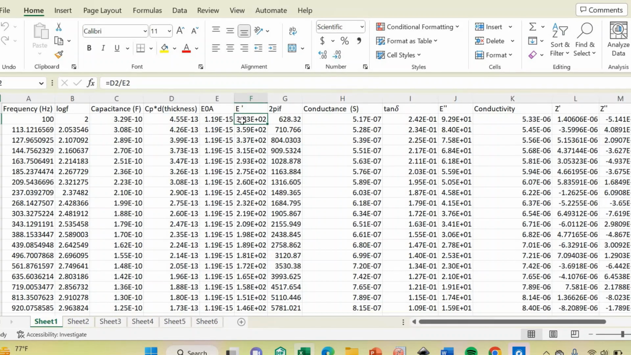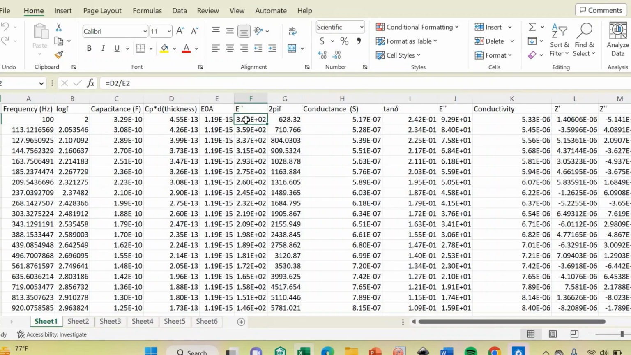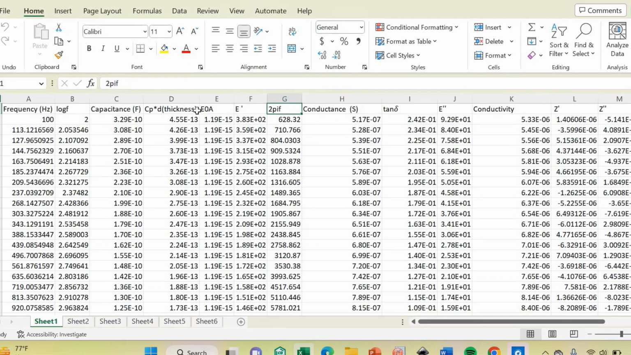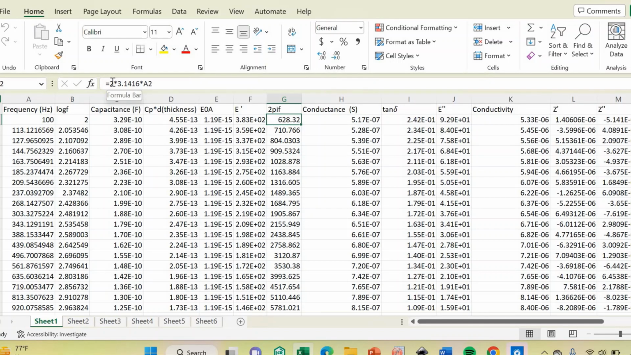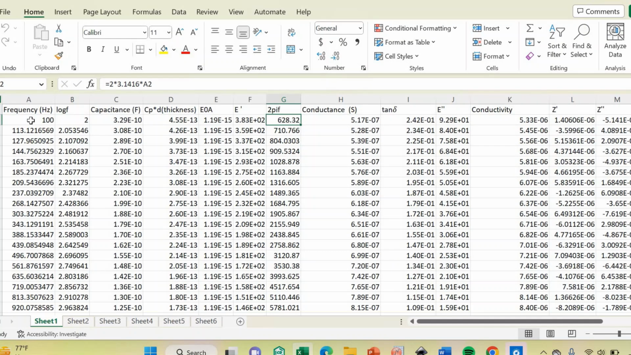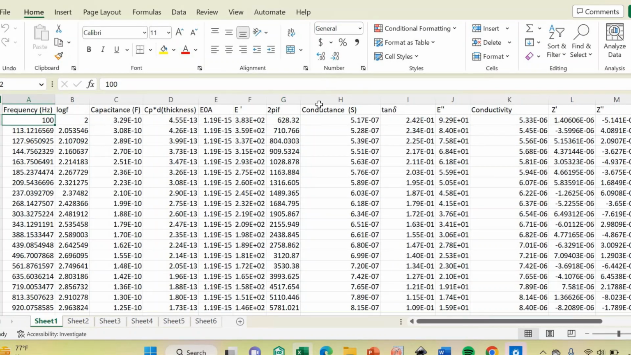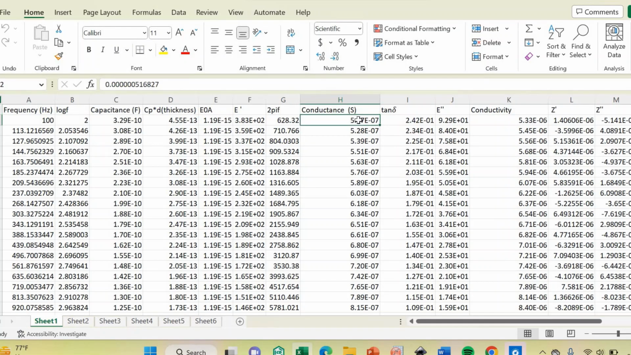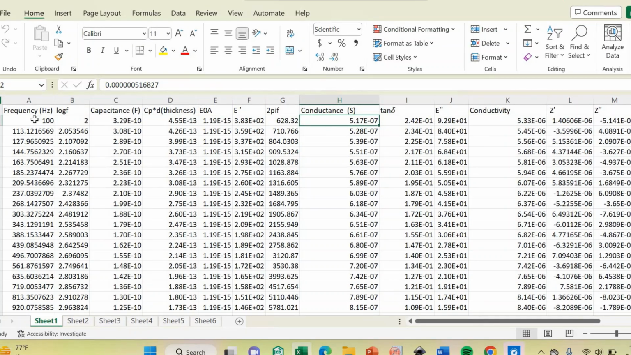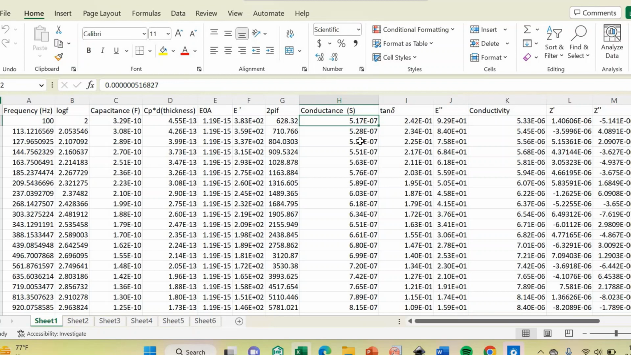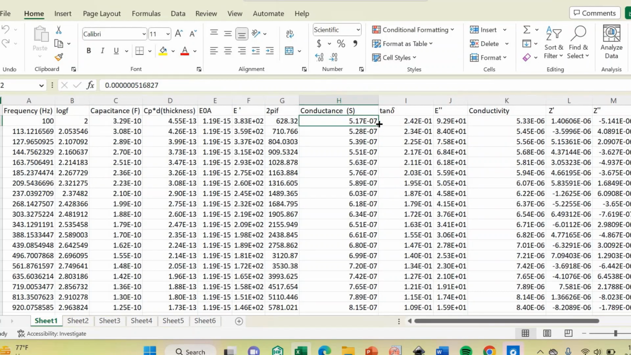This is another parameter. You can easily calculate 2 pi f. We already know 2 is a constant, pi is a constant value, 3.1416, and here A2 means frequency. And another one is conductance, an important parameter. Conductance has the unit Siemens. You also get this data from the electrical data measured by the impedance analyzer.